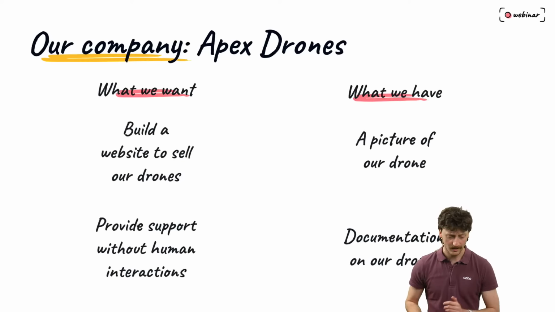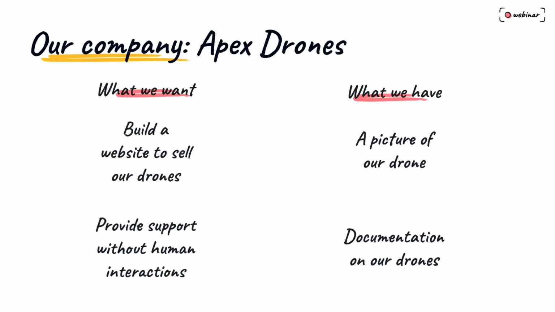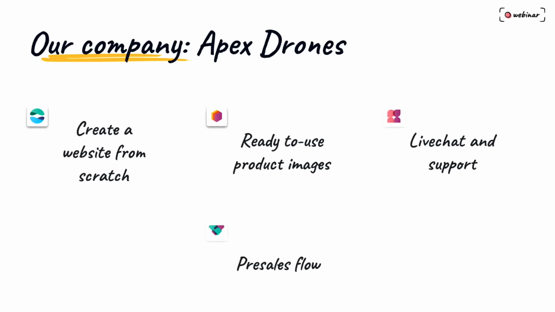So first, a little bit of context. Who are we? We are Apex Drones. We are a brand new company and we want to build a website to sell our drones. We also want to be able to have support without any human interaction. And the only thing that we have is actually a picture of our drone and a very small document about our drones. So that is not a lot. Let's see how we can work with all of this. So we are first going to start by creating a new website from scratch.